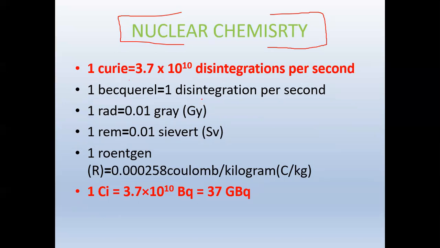1 becquerel is equal to 1 disintegration per second. 1 rad is equal to 0.01 gray. So I would suggest you to memorize these two. These would be fine. You will be okay even if you forget this one, but try to remember all of them. And 1 Roentgen will be equal to 0.000258 coulomb per kilogram. So again, 1 curie is equal to 3.7 into 10 raised to 10 becquerel. Okay, so we can also write it like that. 1 curie is equal to 3.7 into 10 raised to 10 becquerel.